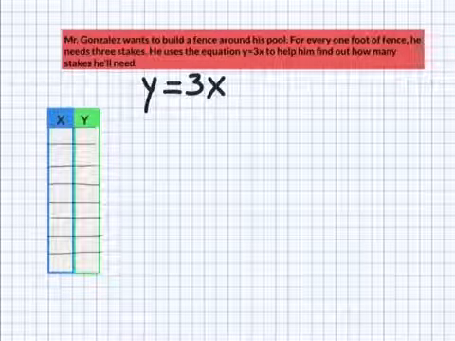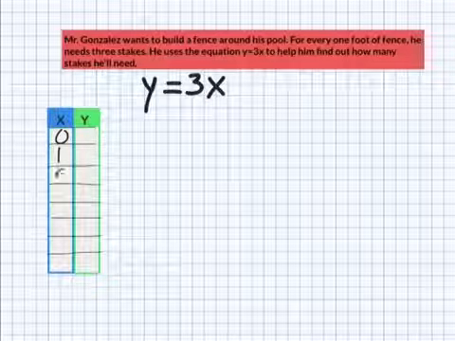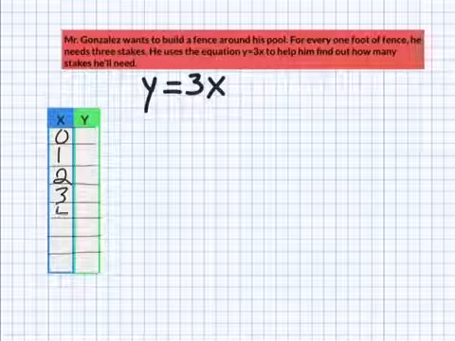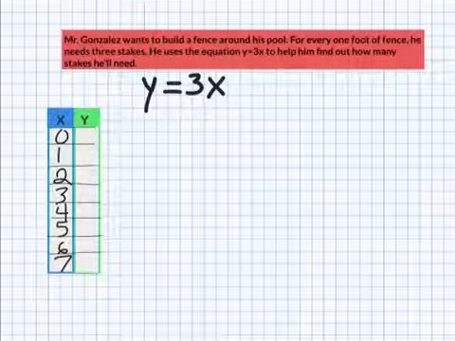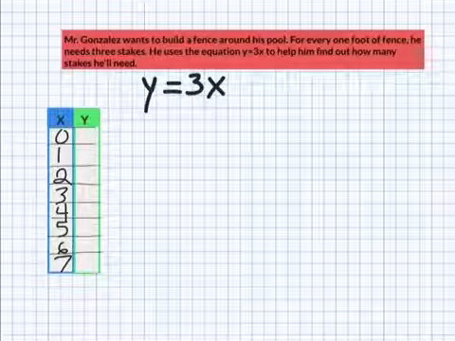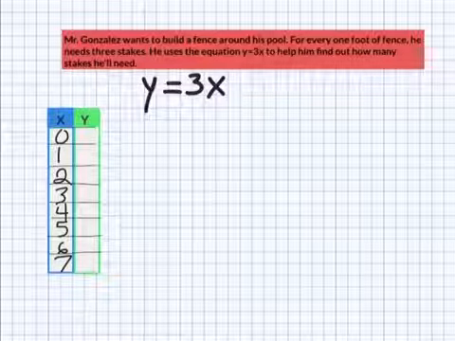So in order to figure out all the different points on our line, I always like to start out with putting in our x points. So we could do 0, 1, 2, 3, 4, 5, 6, 7, 8. We could keep going. But now the question is, how do we figure out what y is equal to? Well, we can plug any value of x into the equation to figure out what y is equal to.